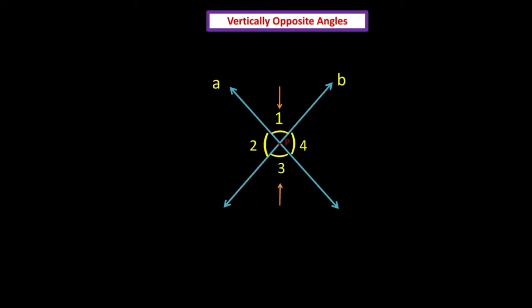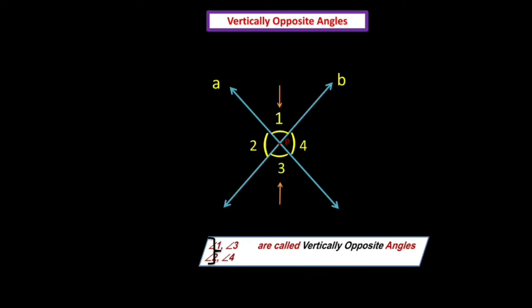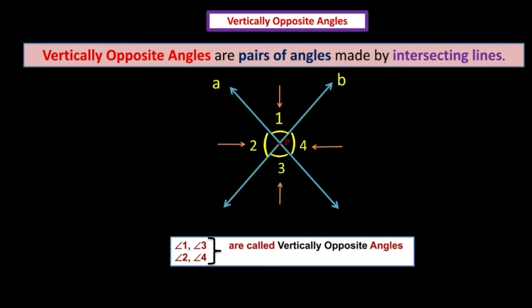Two angles formed by two intersecting lines having no common arm are called vertically opposite angles. In this figure, angle 1 and angle 3 is a pair of vertically opposite angles. Similarly, angle 2 and angle 4 are vertically opposite angles. It looks as if angle 1 and angle 3 are vertical while angle 2 and angle 4 are horizontal. But in any case, such pairs of angles are always called vertically opposite angles.